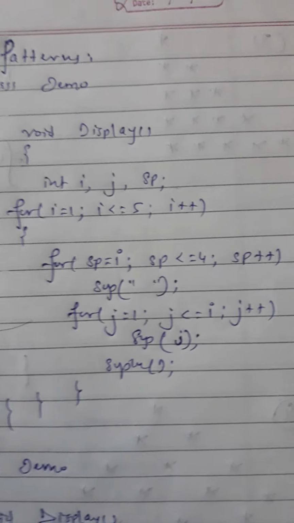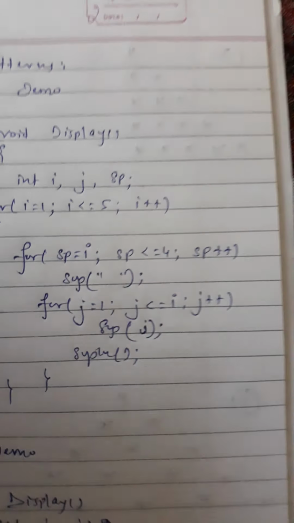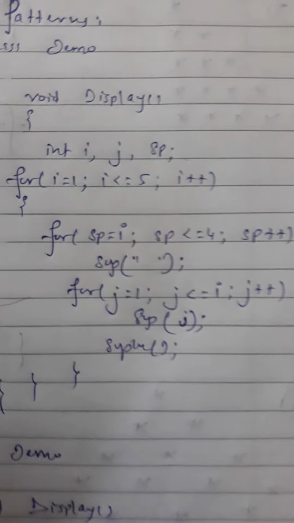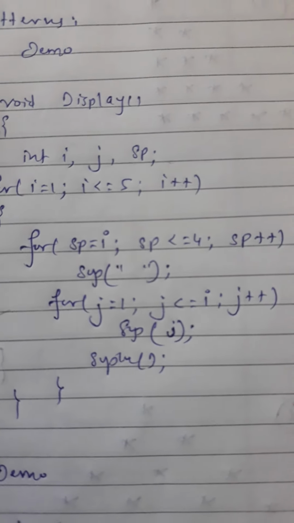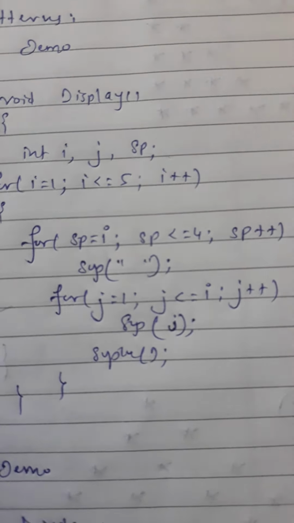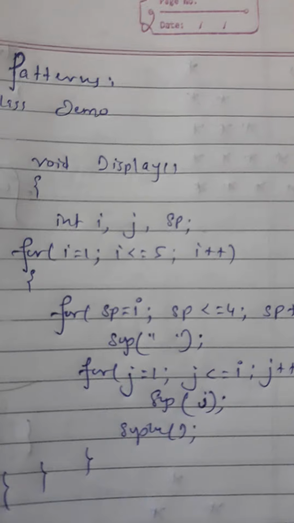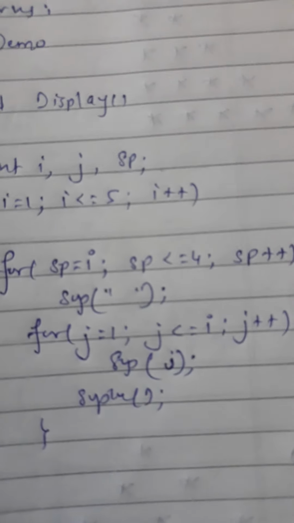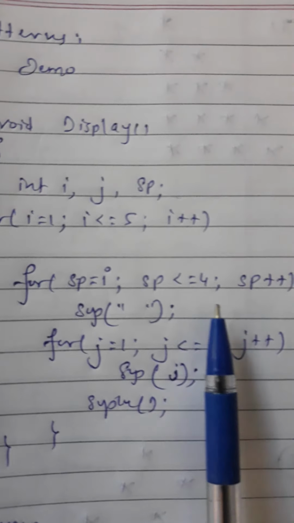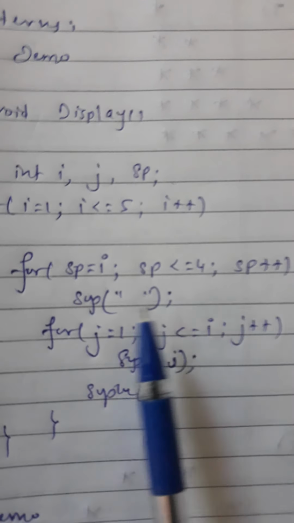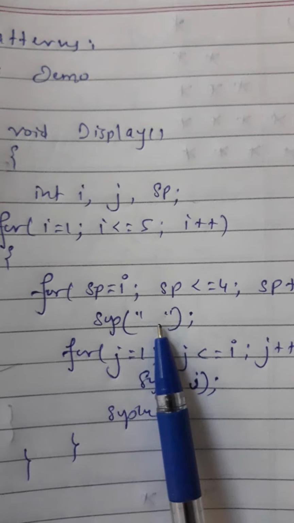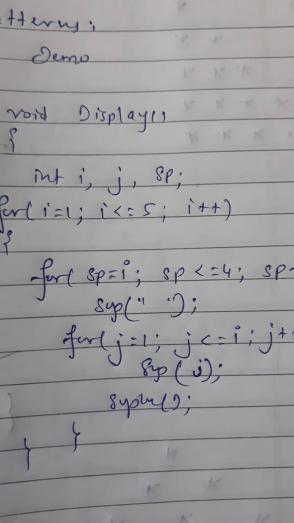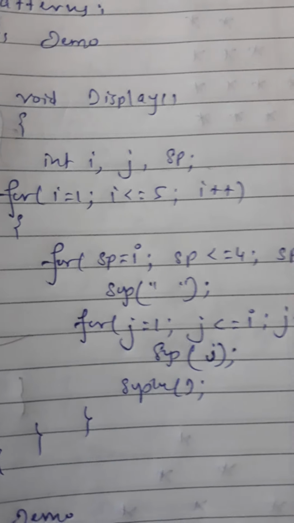for sp equal i, so the value of i is currently 1. So this will start from 1, sp is less than equal 4, sp plus plus. So this loop first time will execute from 1 to 4. So 4 spaces will come. Here we are printing 1 space between the SOP statement. This is the SOP, not a SOPLN.